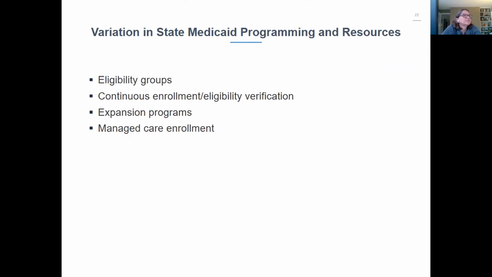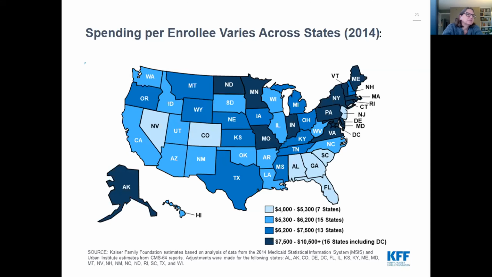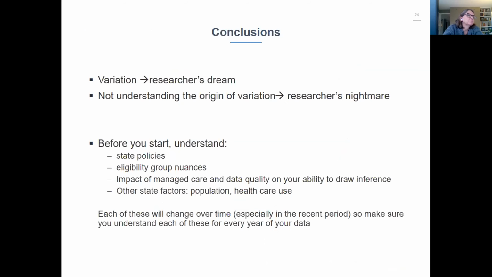So just to summarize, the states vary in every possible way they could vary, and over time, in terms of the eligibility groups, in terms of how they support and verify continuous enrollment and eligibility, in terms of their use of expansion programs, and how they use managed care. So this is challenging in a way that you will not typically see, but it also means there's opportunity in a way that we don't always see. So again, if we look at the spending across states and think about what could be driving this, we've got to recognize that there are any number of things, and it may not just be purely budgets, but it may be other levels of control. And we need to understand that if we're going to actually make sense of this map.